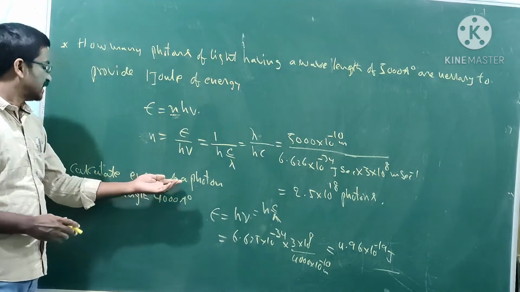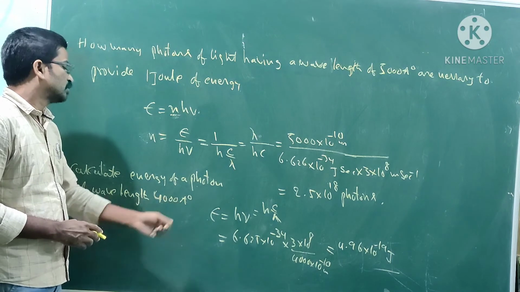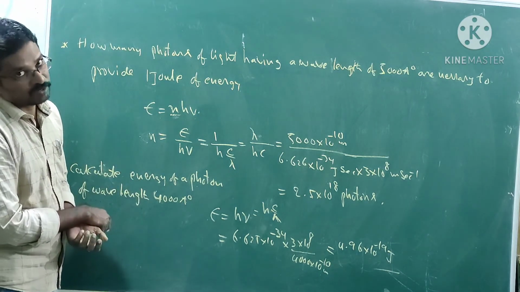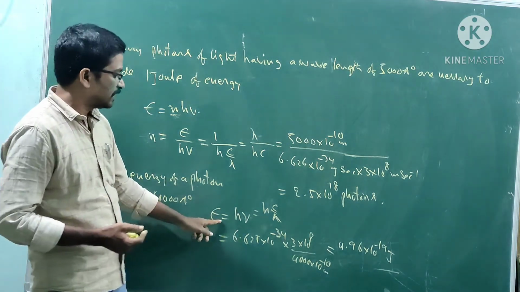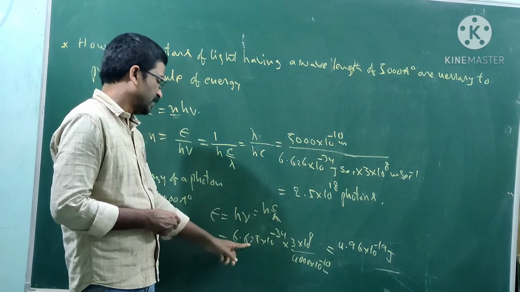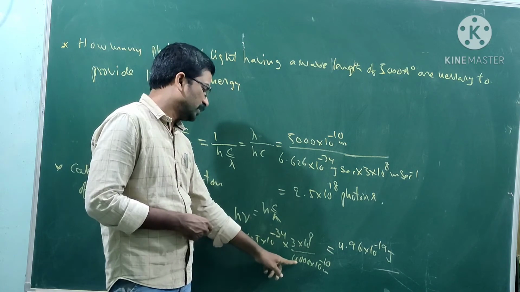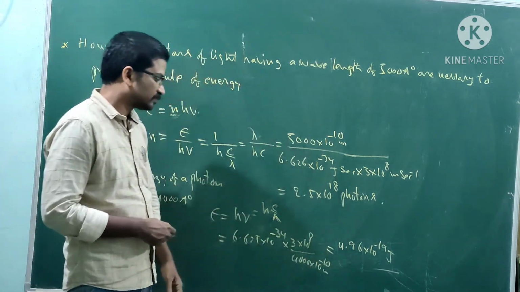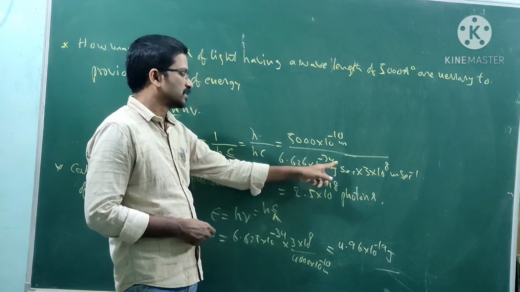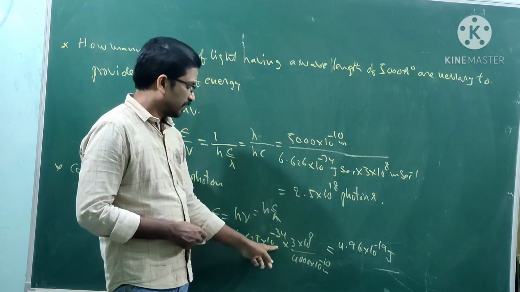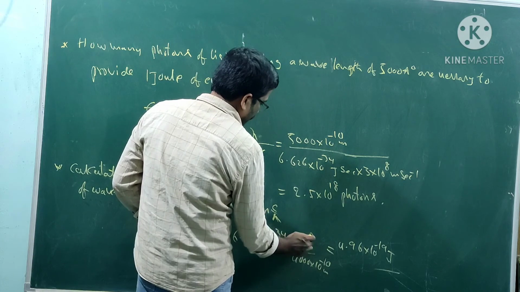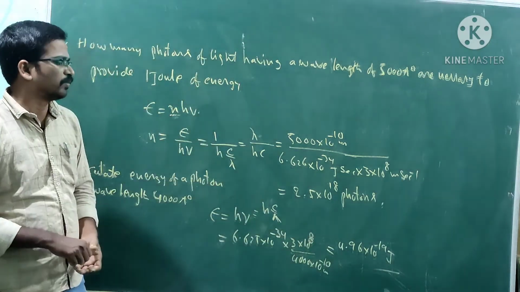Next, calculate the energy of a photon of wavelength 4000 angstrom units. Here they ask for the energy of one photon, which is h nu, that is h c by lambda. h and c are constants, and lambda is 4000 into 10 to the power of minus 10. The h value is always fixed, 6.626 into 10 to the power of minus 34 joule seconds, and the c value is also fixed, 3 into 10 to the power of 8 meters per second. This gives 4.96 into 10 to the power of minus 19 joules.